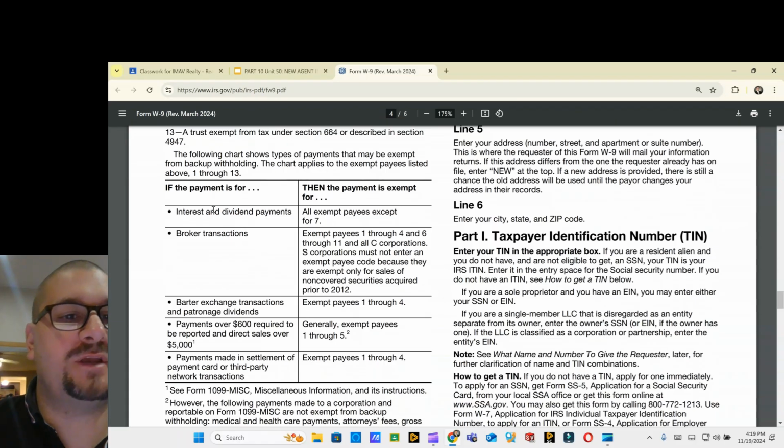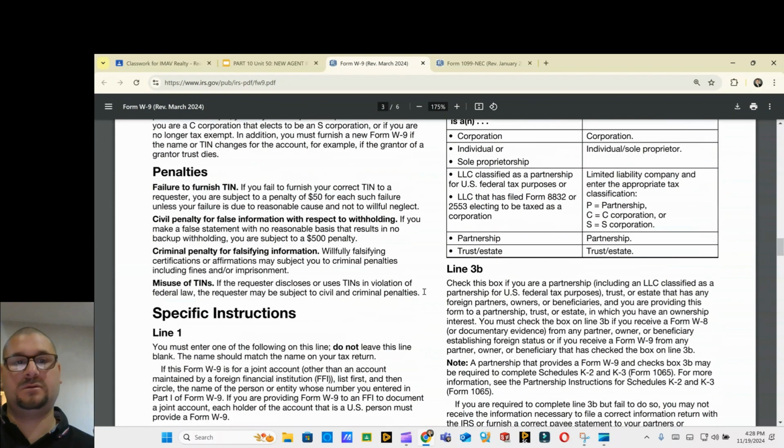All right, if the payment is for interest and dividend payments, then the payment is exempt for all exempt payees except for 7. If the payment is for broker transactions, then the payment is exempt for exempt payees 1 through 4 and 6 through 11 and all C corporations. S corporations must not enter.